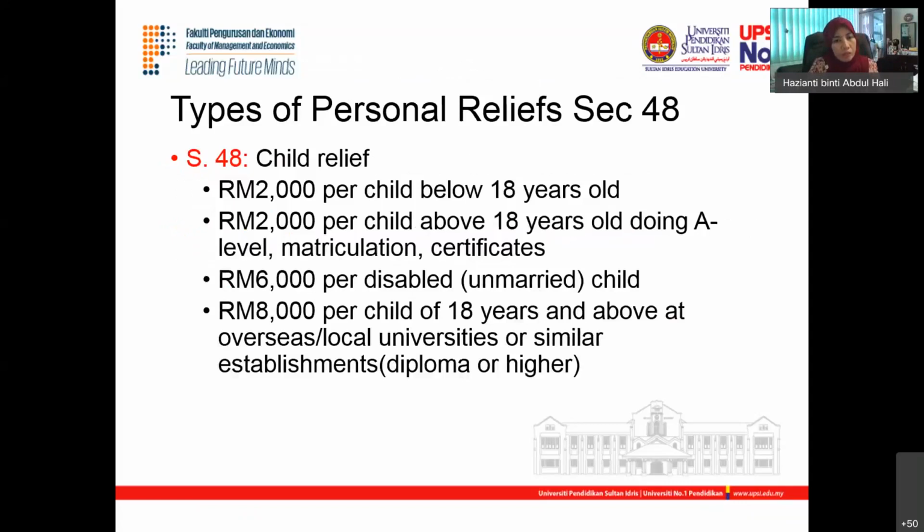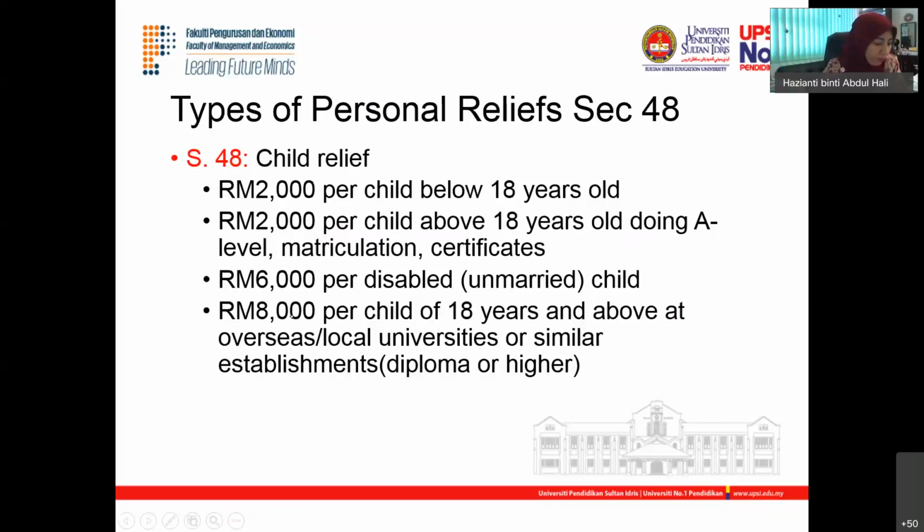Because for child relief, the child will get 2,000 per child below 18 years old. If the child is above 18 years old and doing A-level, matriculation, certificate level education, also 2,000. Above 18 or below 18, 2,000. Those in school 2,000. Those studying Form 6, matriculation, also 2,000. But if the child is disabled, must be unmarried, married is not allowed, 6,000. And 8,000 per child of 18 years old and above, like you are already at university. You study at local universities, doing diploma or higher, meaning diploma, degree, masters, so your parent can get up to 8,000 per child, even though you are more than 18 years old. And the conditions are all that you must be unmarried. Once you get married, the parents cannot claim the personal relief anymore. Now say here you are studying until age 26, and your parents can still claim up to 8,000 ringgit.